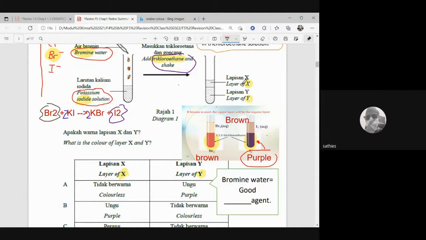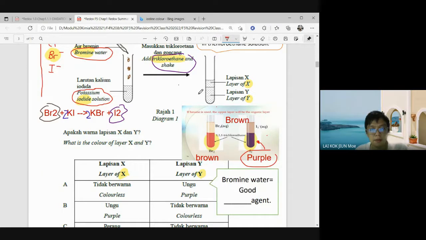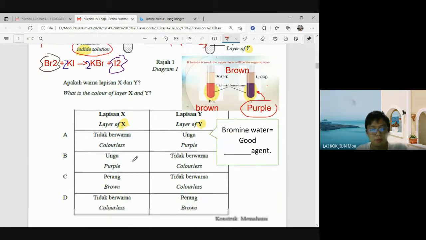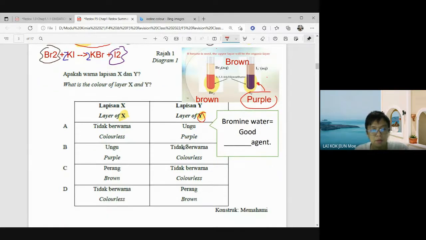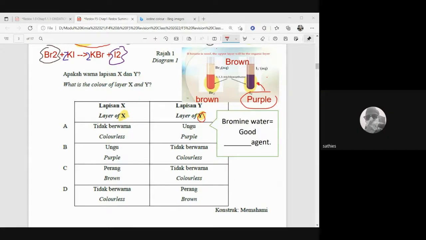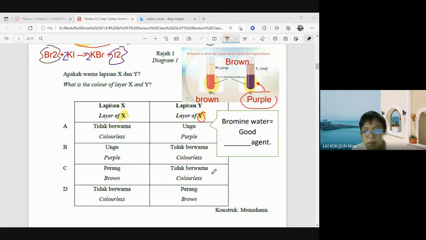No, A. You see the purple here, right? The bottom one is purple, right? The purple one is the lower part. So Y must be the purple one. So you only got what? Which answer? A. A answer.